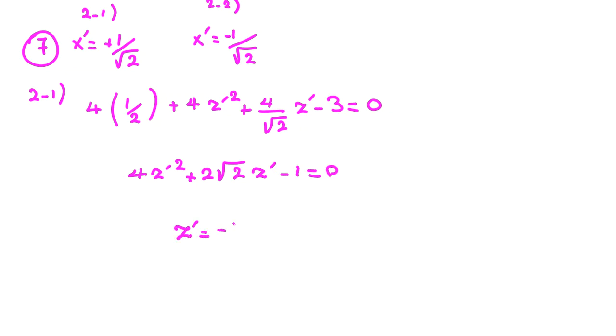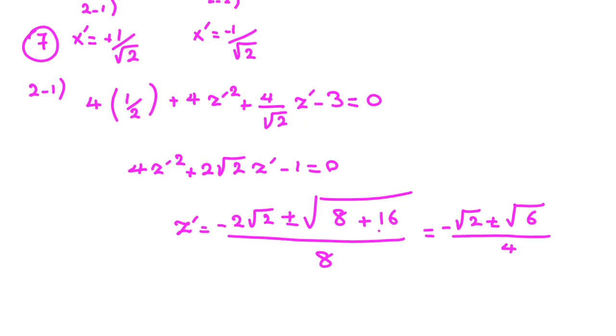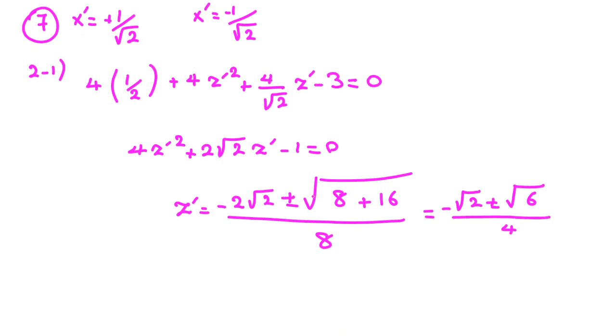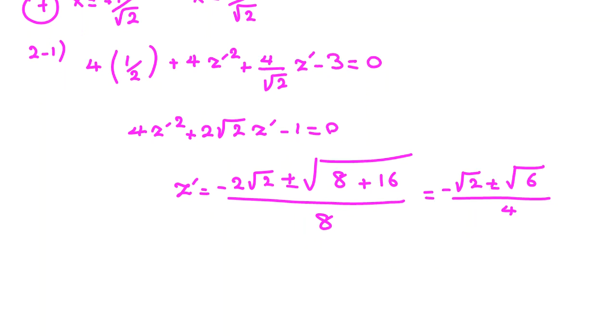So z prime is what? Negative 2 root 2, if you use the quadratic formula, plus minus square root of 4 times 2, 8, minus 4 times negative 1 will be plus 16, over 2 times 4, 8. So it will be negative root 2 plus minus 24 over 4, 6 over 4. We divided both numerator and denominator by 2 because we want to divide the square root by 2; inside the square root, we should divide by 4. So z prime is this.